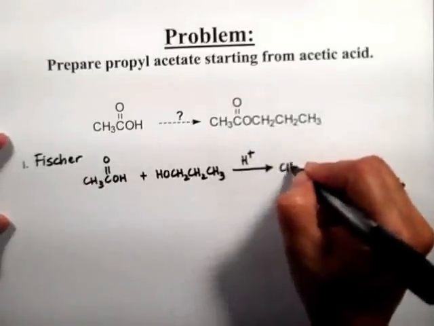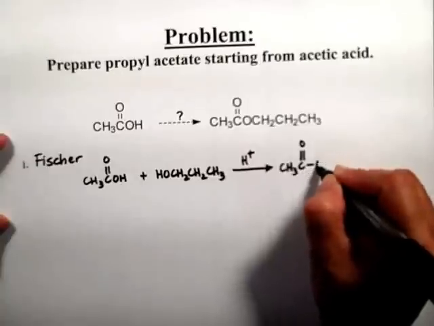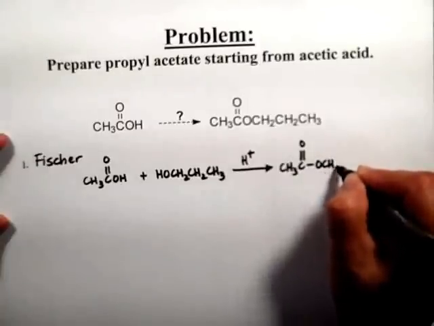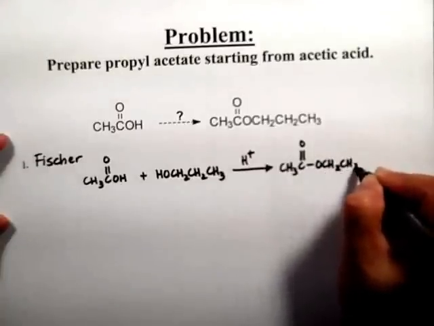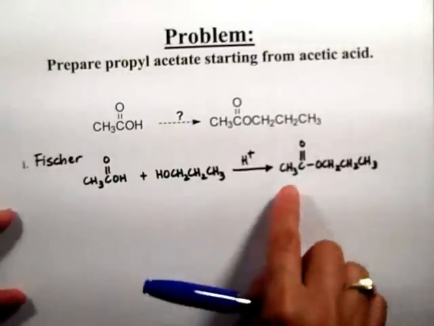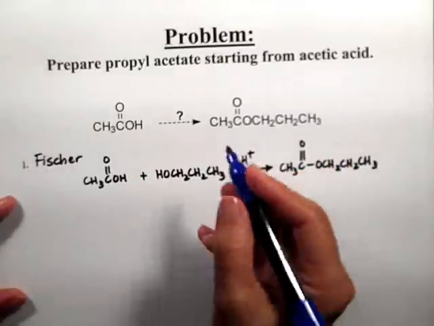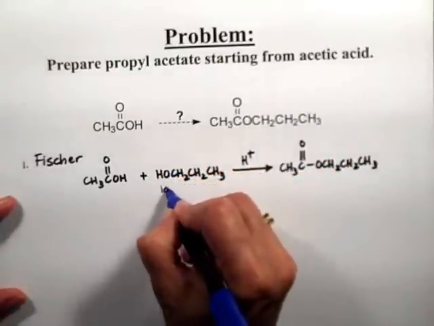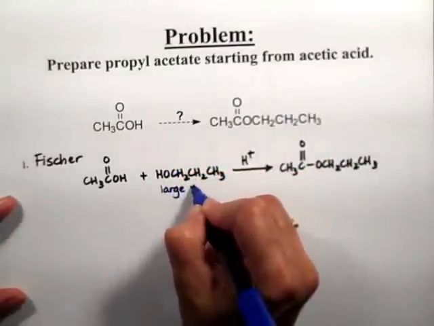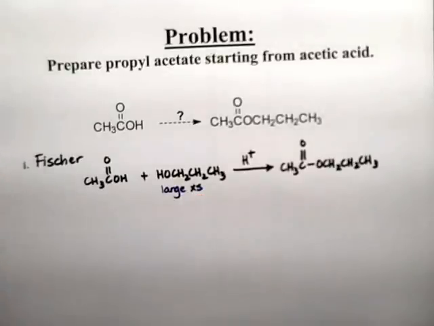When we studied the Fischer esterification, we learned that it's an equilibrium reaction, that it's not ever going to give you 100% because, again, it's an equilibrium going back and forth. So in that case, you use a large excess of the alcohol. When I put XS, I mean the excess.